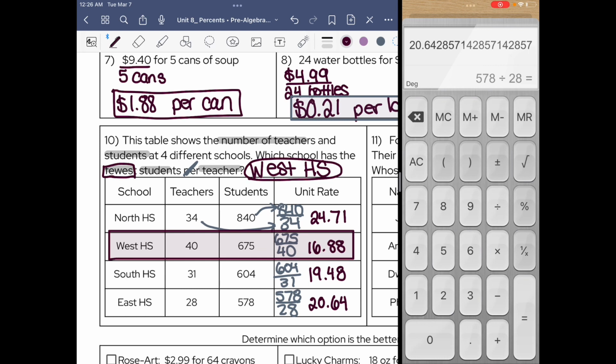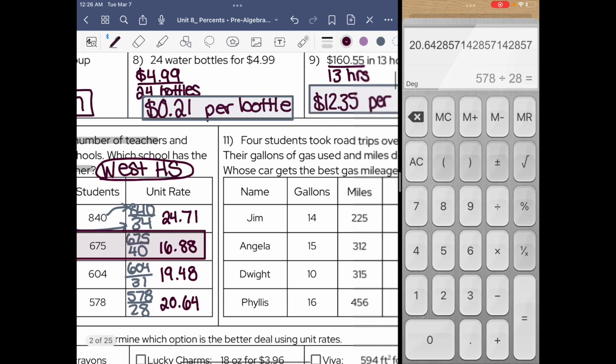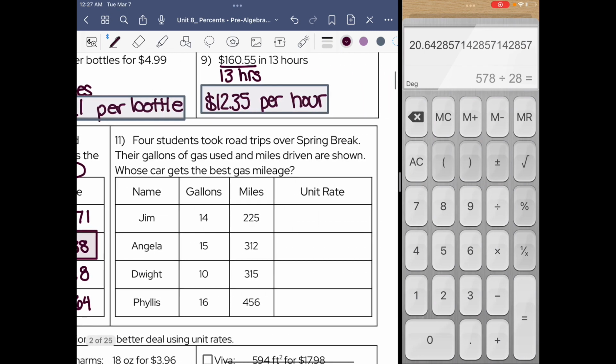Okay, let's try the same idea but with number 11. Number 11, 4 students took road trips over spring break. Hey, spring break's in a week. Their gallons of gas used and miles driven are shown. Whose car gets the best gas mileage? Now, this problem doesn't say it exactly, but it is kind of hoping that we all know that gas mileage is miles per gallon.